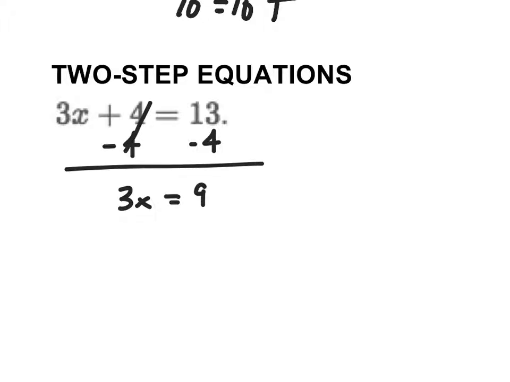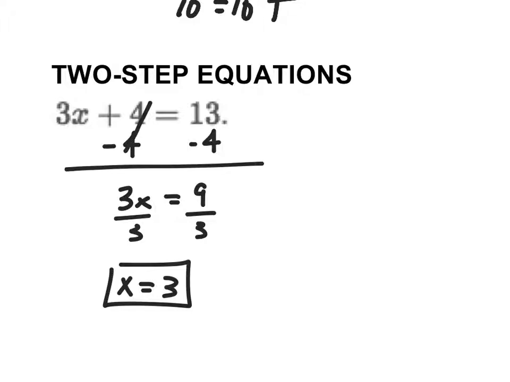All right, so now I have the equation 3 times some number gives us 9. Okay, and so now I have a one-step equation. We're back to a one-step. So now what I want to do is divide both sides by 3. Okay, and then I get that x is equal to 3. Okay, and that's my solution for this equation.